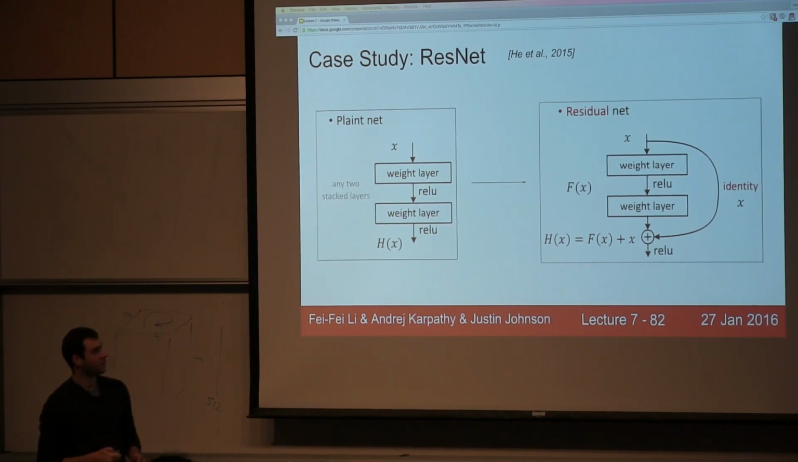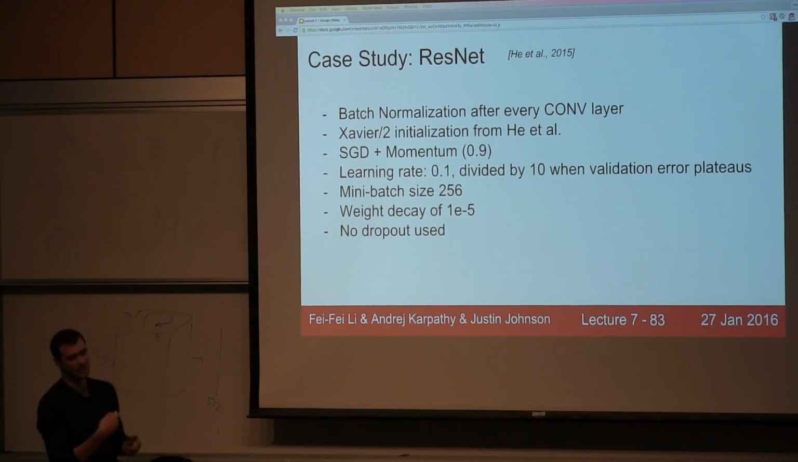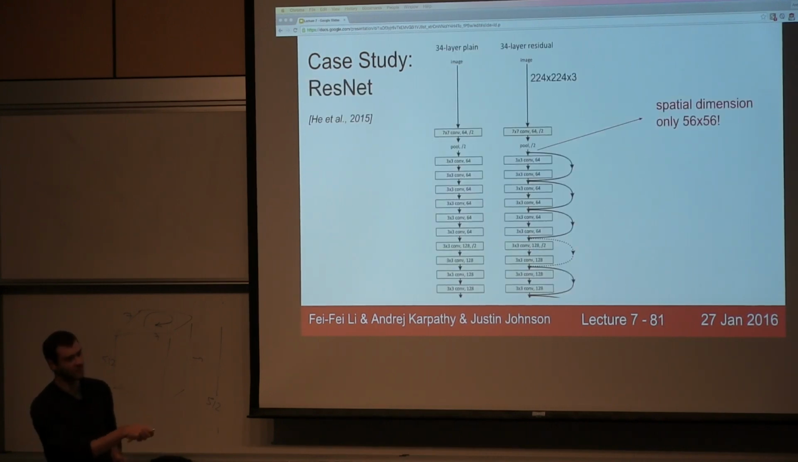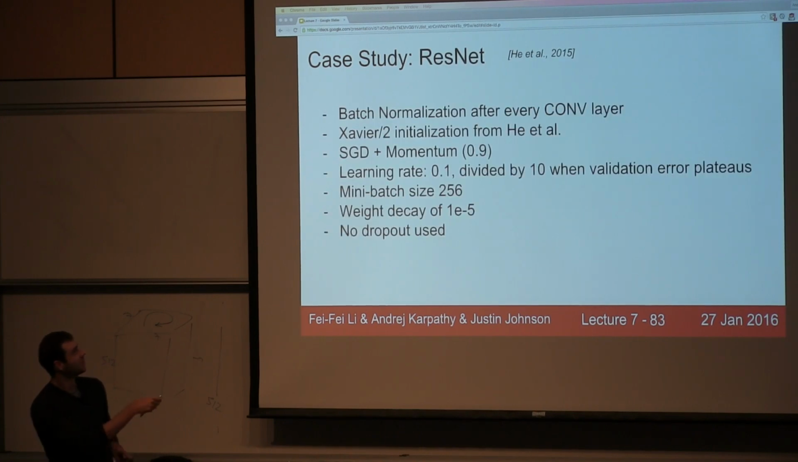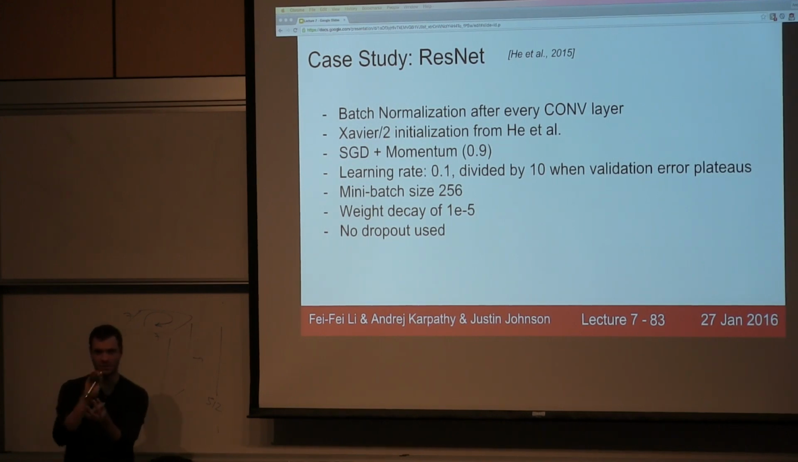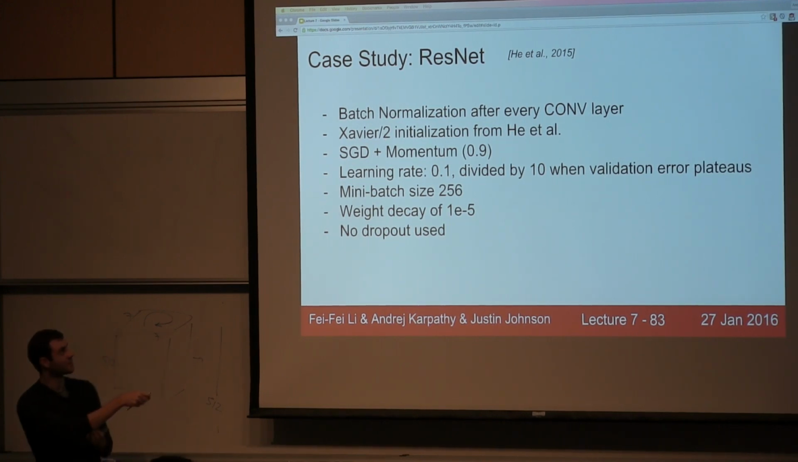Now, in terms of how they train ResNets, just to give you an idea about the hyperparameters that people use in practice, they use batch normalization after every single conv layer. So there are many conv layers, many batch normalizations everywhere. They use the Xavier over 2 initialization. If you remember, the paper that proposed this over 2 initialization when you use ReLU layers, that's actually the same person, Kaiming, that proposed that initialization.